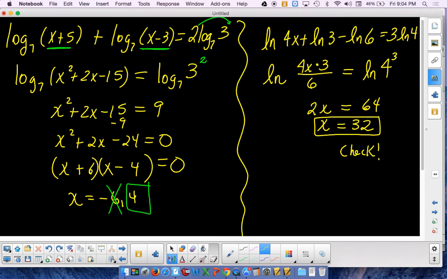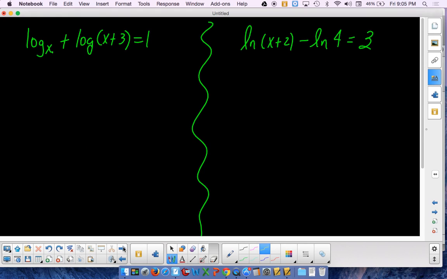Well, you'll notice all these problems I've done so far, we had logs on both sides of the equal sign. Well, we're going to change that now. What happens when you don't have logs on both sides of the equal sign? In this case, I have a log of x plus a log of x plus 3. Notice that x is written a little funny there. Let me fix that. The x is not a subscript. The x is the argument.